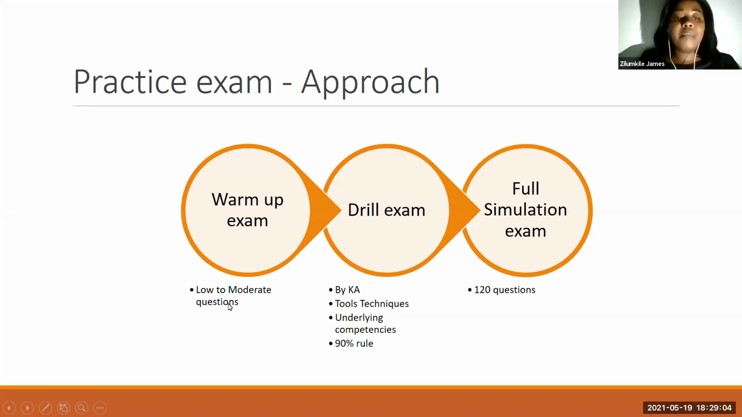Okay, the warm-up exam has low or moderate types of questions. These will be based on quiz types of questions, like 2-3 liner questions. So this is to test how much you know. I recommend you do this maybe 2 or 3 times, to take this once, twice, or 3 times before you move on to the drill exams. The drill exams are very crucial and very important.